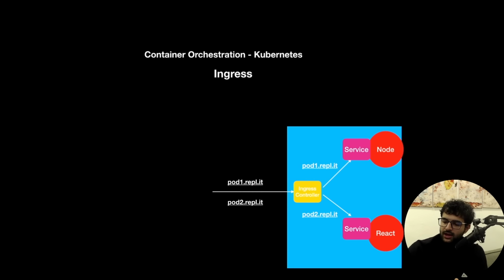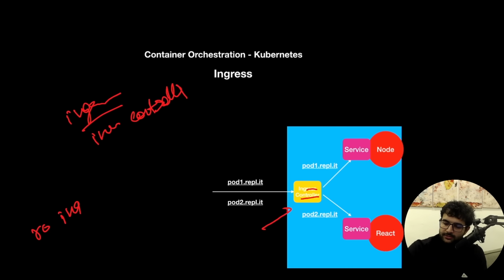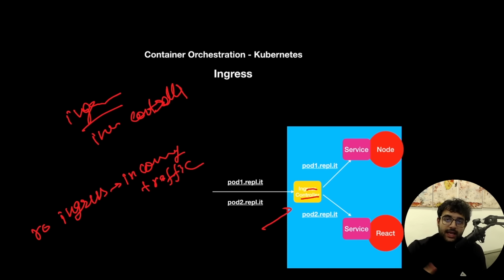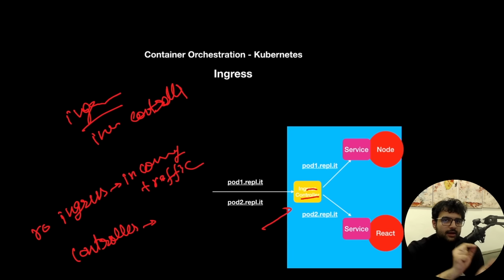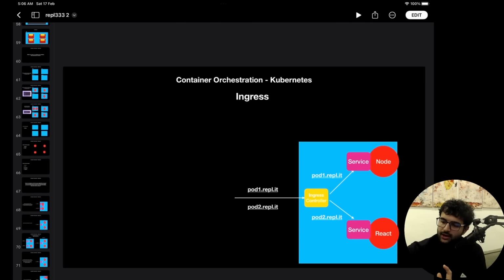And what is this yellow thing? It's what's called an ingress controller. Not exactly an ingress. We'll see what an ingress is and how it is different from an ingress controller. But what is the thing that is present here that is doing path-based routing? It's something called the ingress controller. What does ingress mean? Ingress means incoming traffic. What does controller mean? Controller means controlling where the incoming traffic goes. That's what ingress controller means.